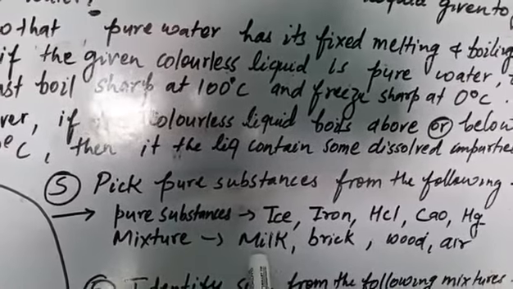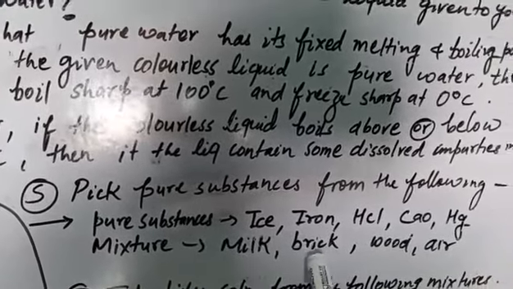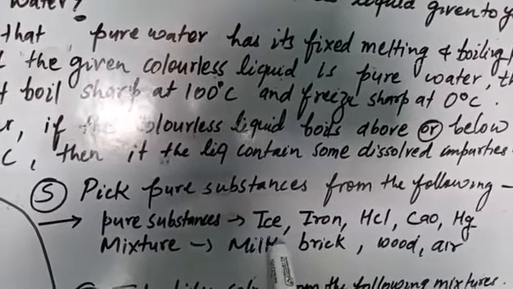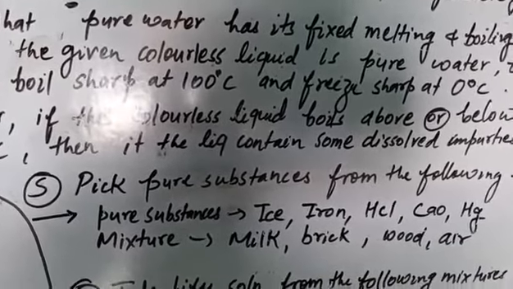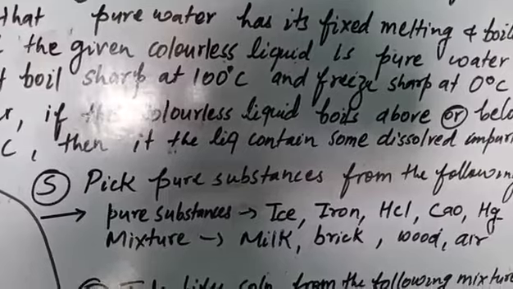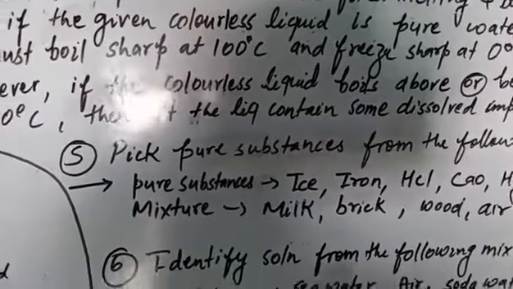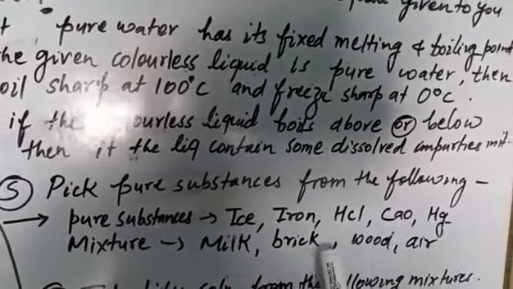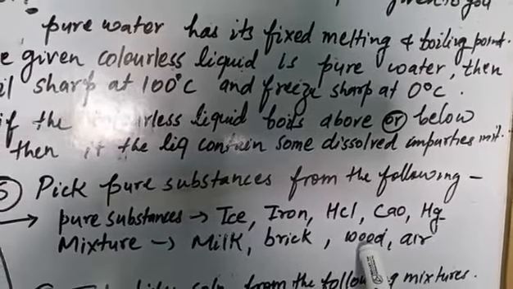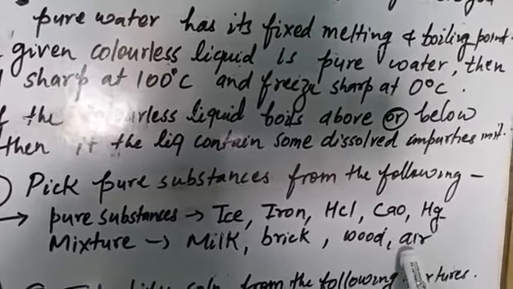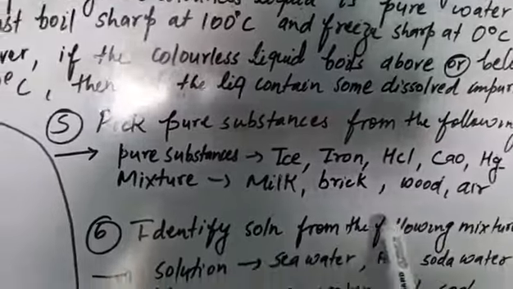Mixtures are milk; milk is a colloid, it is a heterogeneous mixture. Then brick is also made up of many constituent substances which are non-uniformly mixed, so it is a heterogeneous mixture. Then wood, as I told you, is also a heterogeneous mixture. Air is a solution, it is a homogeneous mixture.